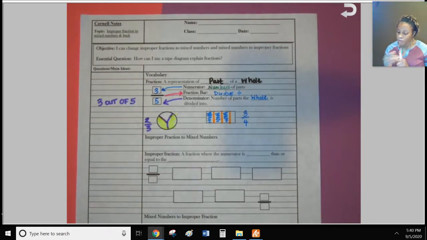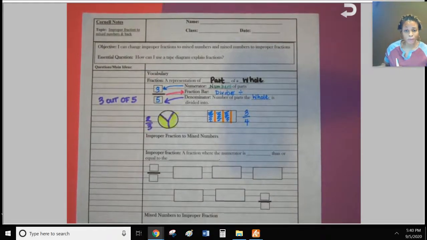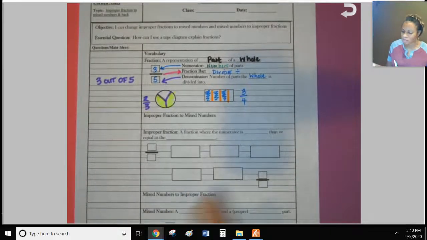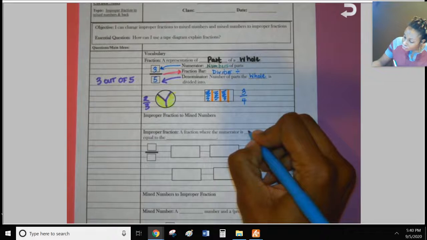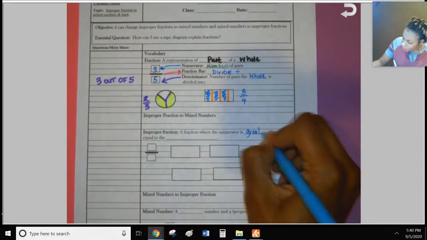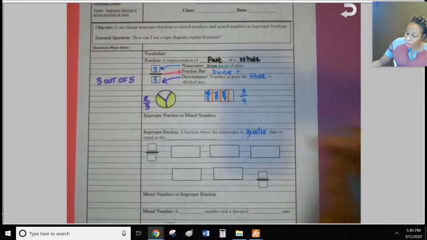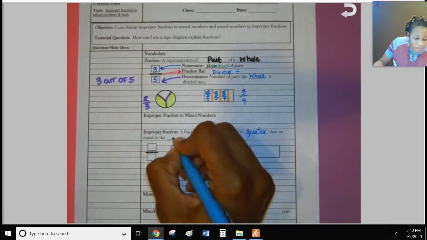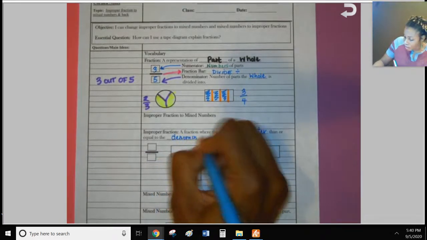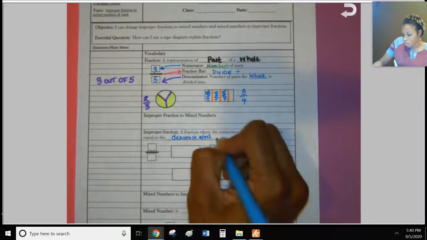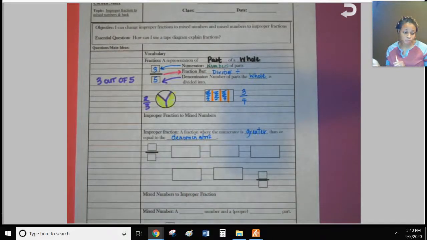We know how to do this. So we want to look at how we could take an improper fraction and make it into a mixed number, or how an improper fraction would be modeled or shown, and what is an improper fraction. So hopefully you remember that it's a fraction that has a numerator that is greater than or equal to the denominator. It can be greater than or equal to. If it's equal to, it's still called an improper fraction.